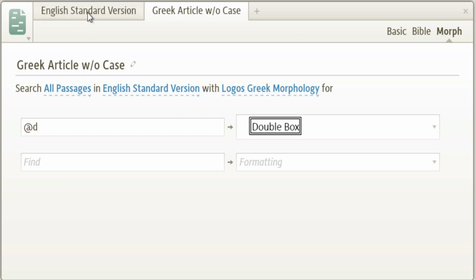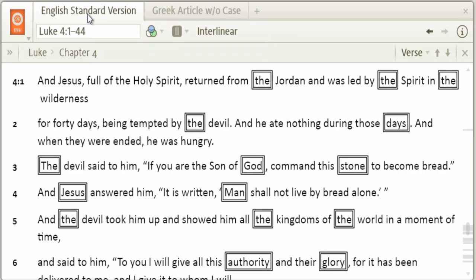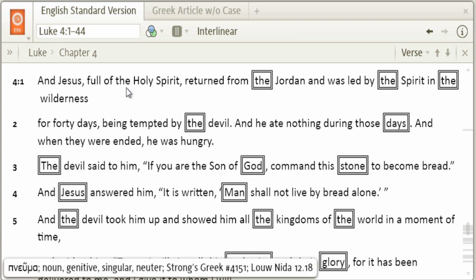And let's see now what this does when we look at the ESV. You'll notice here the words that are boxed. Some of them are a definite article, like the, and some of them are nouns. The boxing indicates where the Greek article is underneath these English words. But notice over here that there's an English definite article, but it's not boxed.